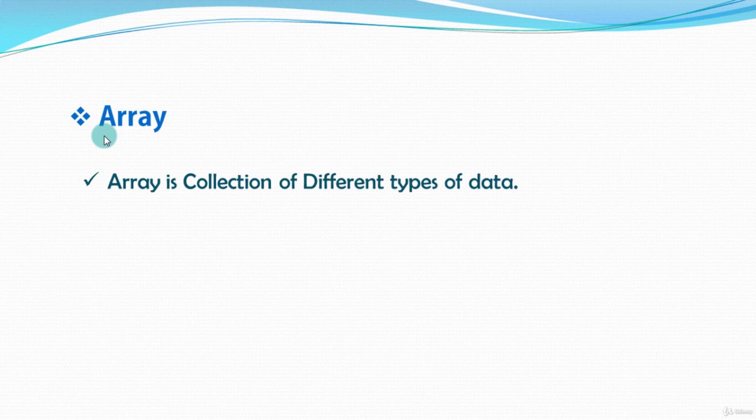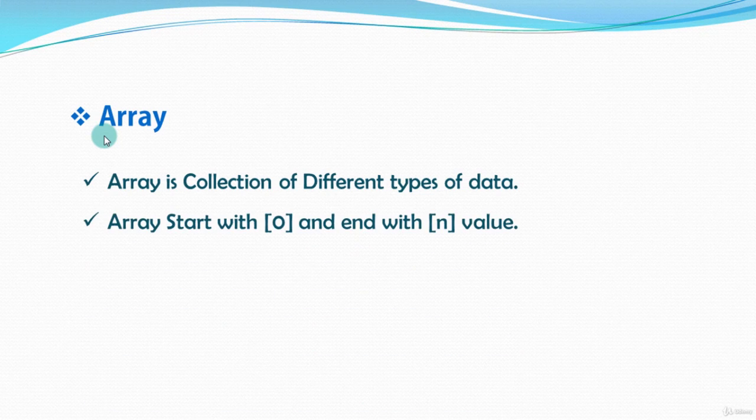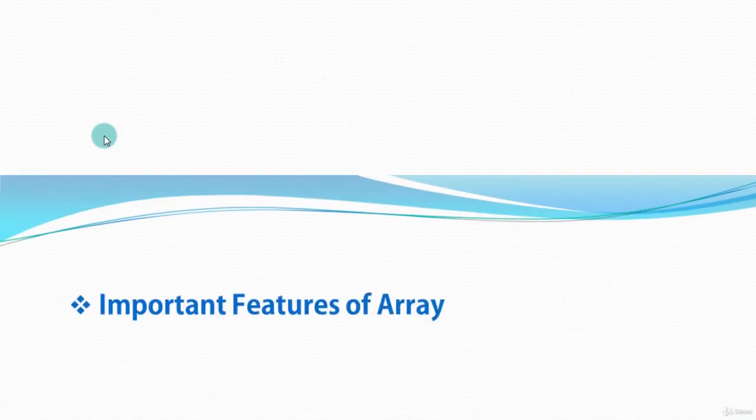Now let's move to the next topic, array. An array is just a collection of data. The data here means a collection of different types, whether primitive or object type. An array is sequential data that starts with 0 and ends with n. So the n refers to an endless value.